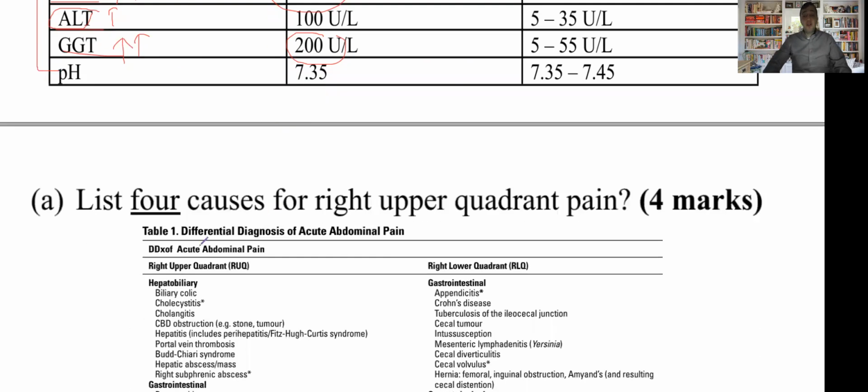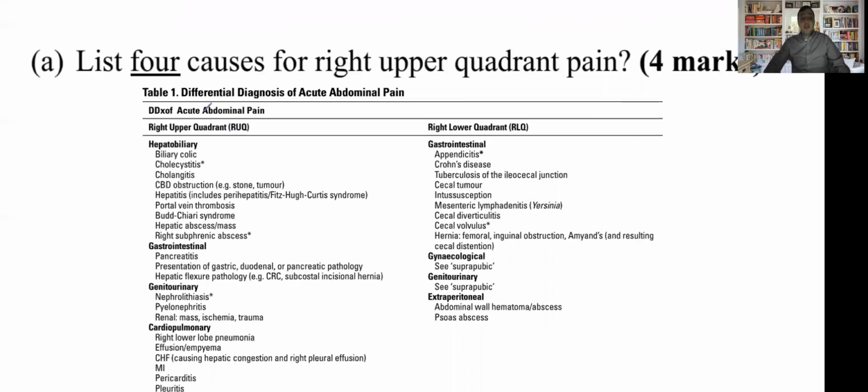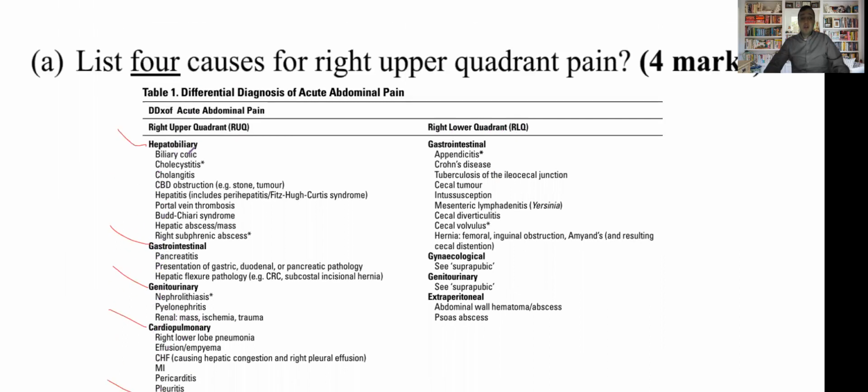So let's move on to the first part of this question. List 4 causes of right upper quadrant pain. Here, this is the list for acute abdominal pain, right upper quadrant pain, right lower quadrant pain. Right upper quadrant pain could be hepatobiliary in origin, gastrointestinal in origin, genitourinary causes, cardiopulmonary, or miscellaneous.